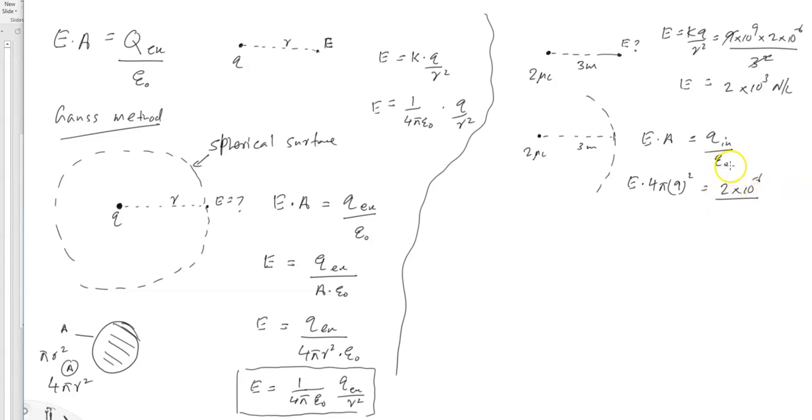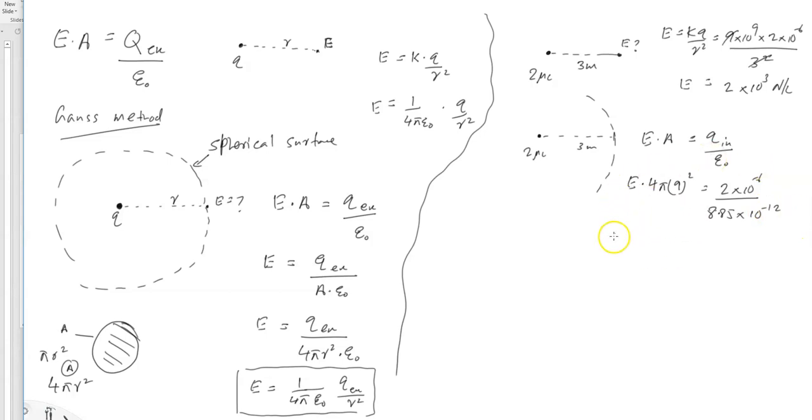Now the value of epsilon naught, I don't remember whether I gave it to you or not. Just 1 second, let me check this message real quick. Okay, again, I don't remember whether I gave the value or not, but we can easily find that out. Epsilon naught, the permittivity of free space, is 8.85 times 10 to the negative 12.